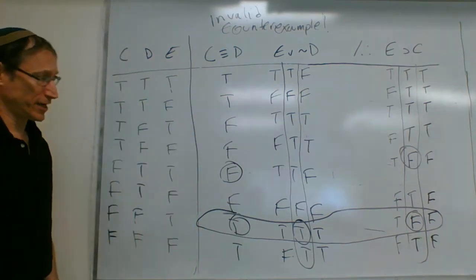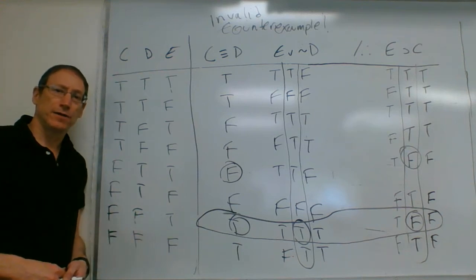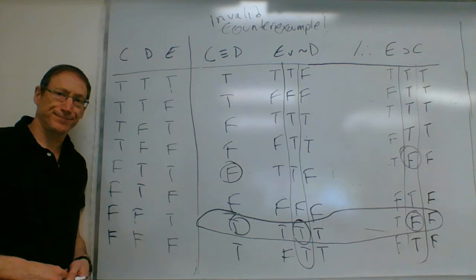So this is how you do a truth table for an argument that has 3 components.